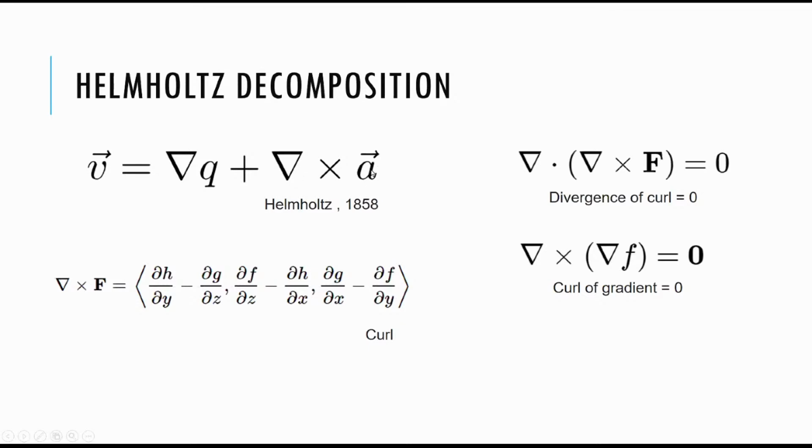And why is this useful, right? Well, there are these 2 theorems in vector calculus that are really useful here. First, that if we take the divergence of the second term, we get 0. The divergence of a curl is 0. Likewise, the curl of a gradient is 0, which means this part here has 0 divergence and this has 0 curl.